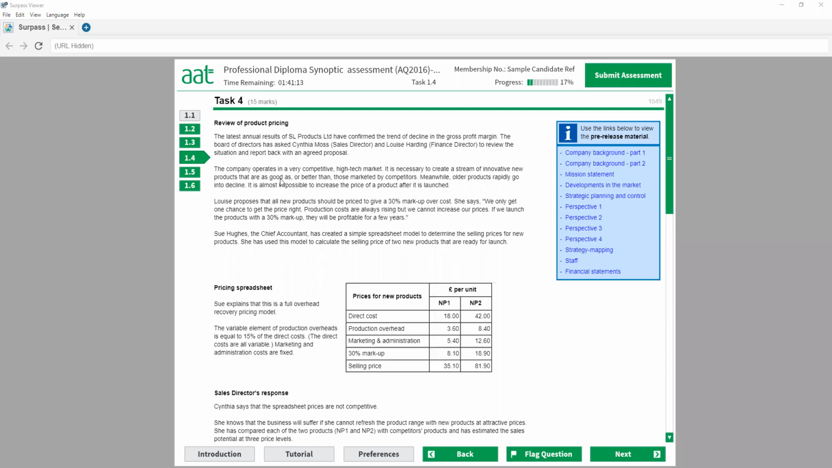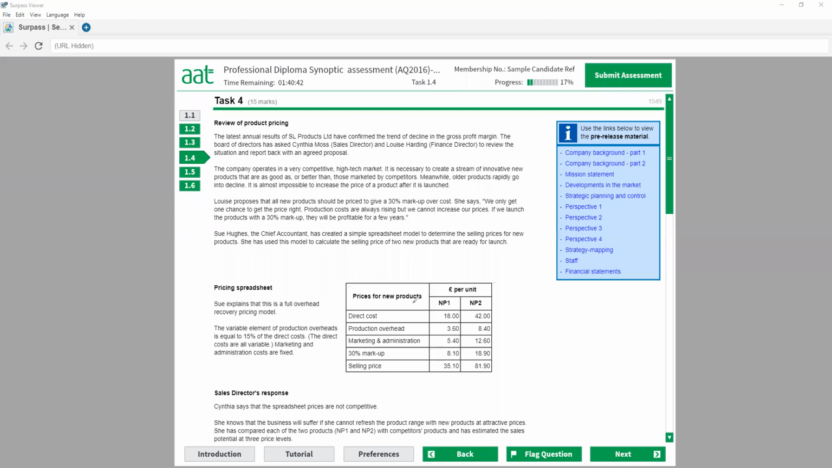The company operates in a very competitive and high-tech market. It is necessary to create a stream of innovative new products that are as good as or better than those marketed by the competitors. Meanwhile, older products rapidly go into decline. It is almost impossible to increase the price of a product after it is launched. Louis proposed that all new products should be priced to give a 30% markup over cost.